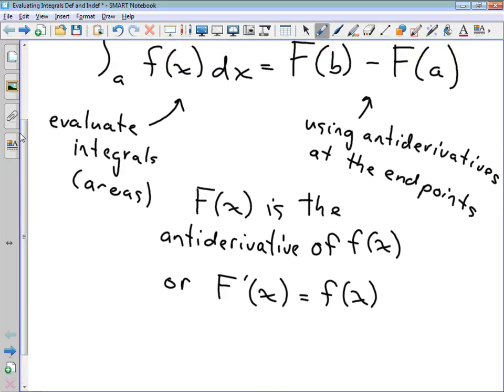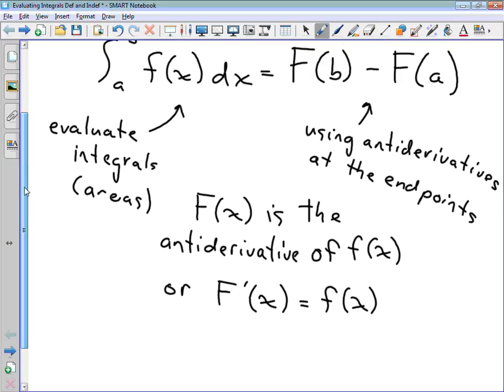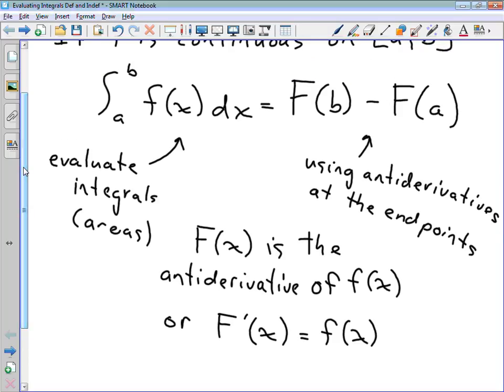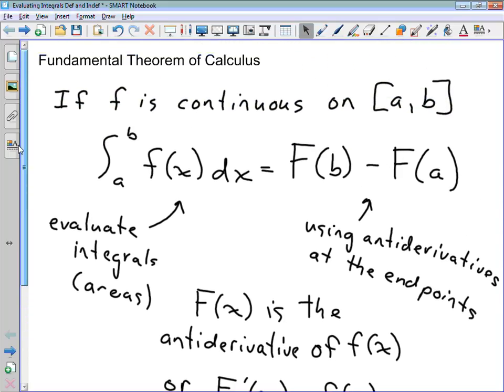So that is the fundamental theorem of calculus, and we're going to use this fundamental theorem of calculus to evaluate integrals. Now this is actually part one of the fundamental theorem of calculus. We're going to talk a little bit about part two a little bit later on.